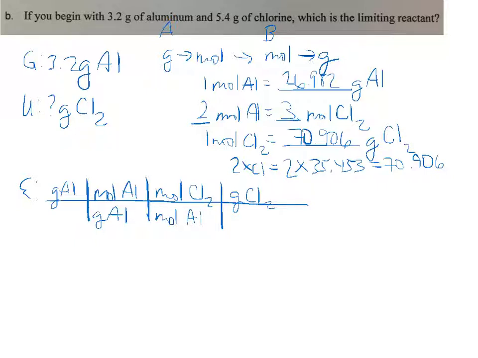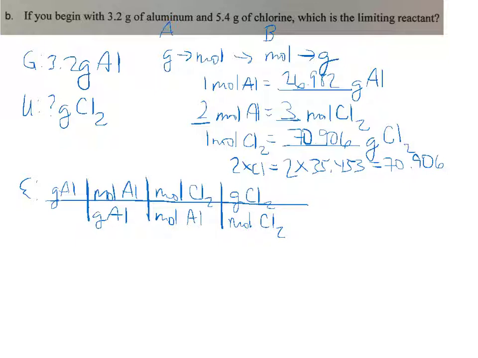So moles of aluminum, moles of chlorine gas. And again, these are just coming straight from these equivalent statements. So moles of aluminum, grams of aluminum. That's this first equivalent statement. Second equivalent statement, moles of aluminum, moles of chlorine, or moles of aluminum on bottom, chlorine on top. And then the last one, moles of chlorine to grams of chlorine. Moles of chlorine on bottom, grams of chlorine on top.